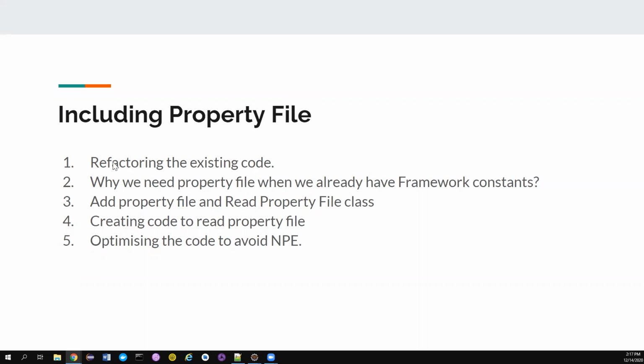We're going to refactor some of the existing code. Okay, we'll revisit all the classes. We'll try to make all the refactoring before heading to create a new property file. We'll also try to understand why we need a property file when we already have something called framework constants, which we are already maintaining to hold some constants, right?